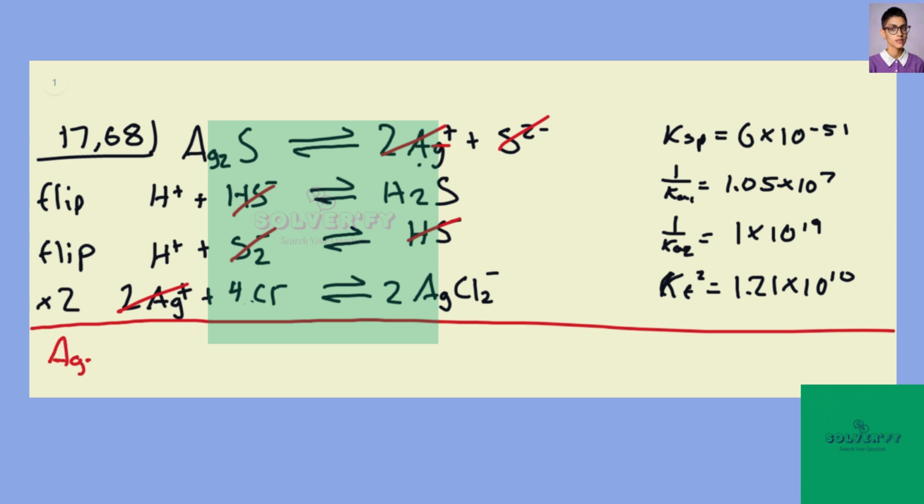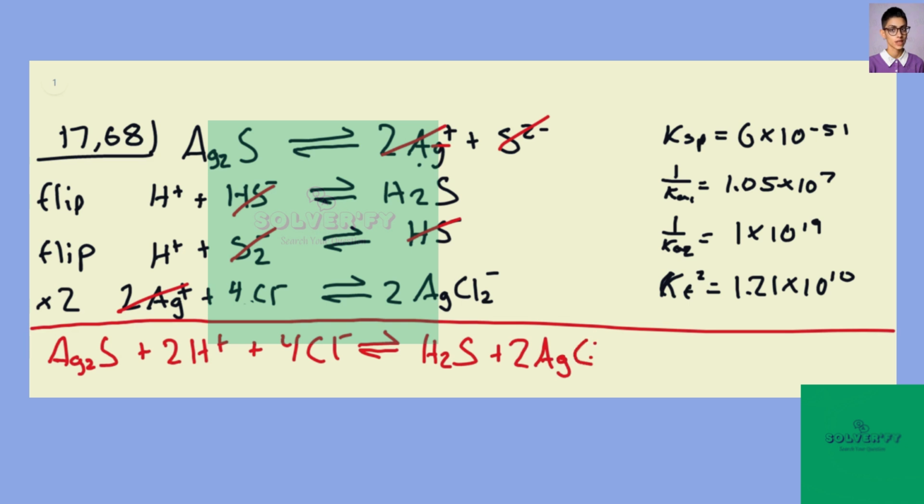silver sulfide, Ag2S, plus 2 protons, 2H plus, and 4Cl minus in equilibrium with H2S and 2 silver chloride complexes, which is the reaction that we are given in the book. So we added these reactions up correctly. And when we multiply all of these values times each other, we get a value of 7.62 times 10 to the negative 15.